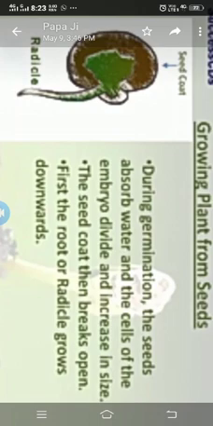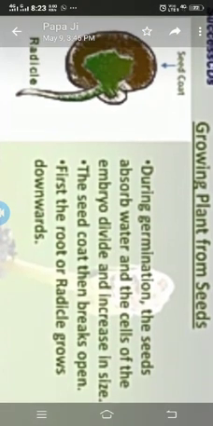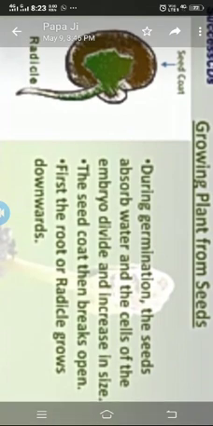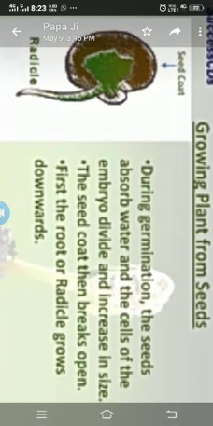First, the root or radicle grows downward. The root and the radicle you can see in the picture. So this is the seed coat and down is the radicle. During the early stage of germination, the food required by the growing sapling is provided by the cotyledons, also called the seed leaves, which store food for the baby plant.